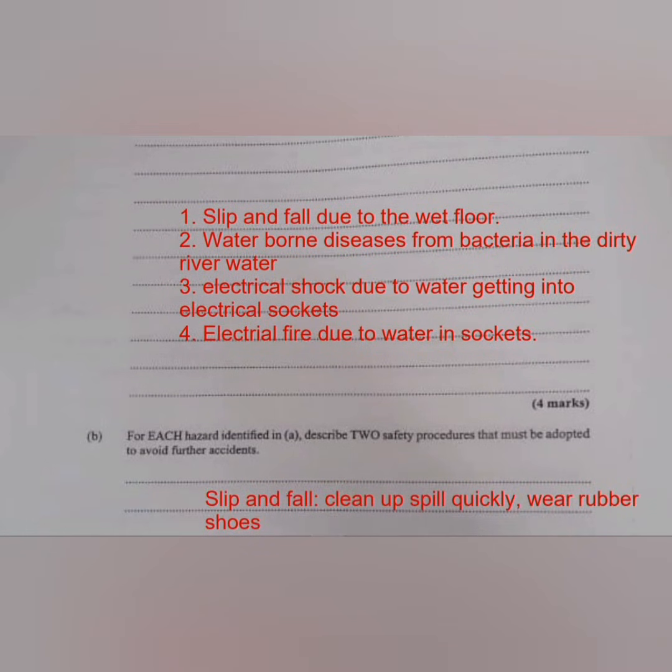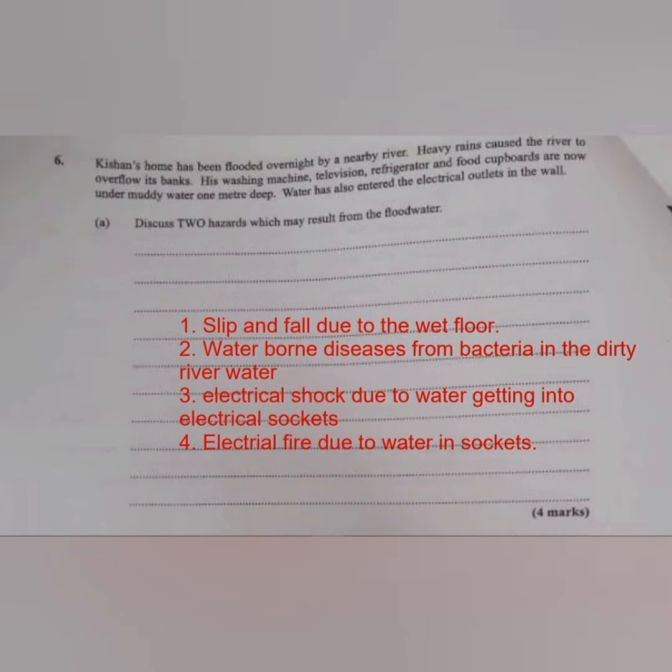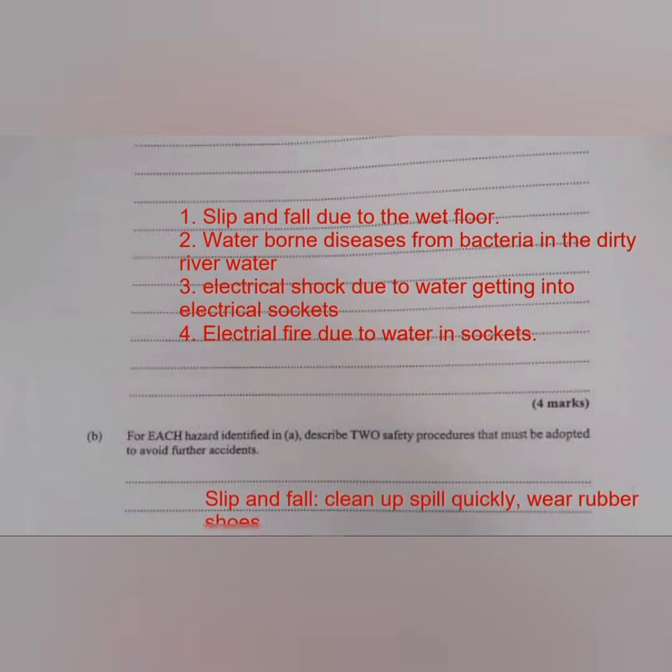So that's 4, but the question only asks you for 2, and remember, if it says discuss, you give a little information as to how these hazards may occur. For B, the next part of the question, it says for each hazard identified above, describe 2 safety procedures that must be adopted to avoid further accidents.